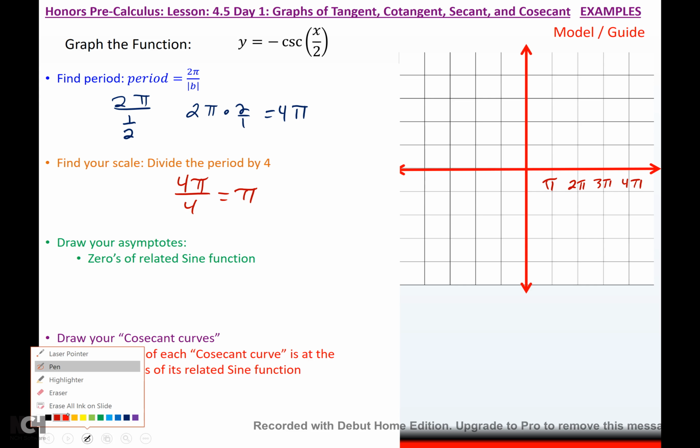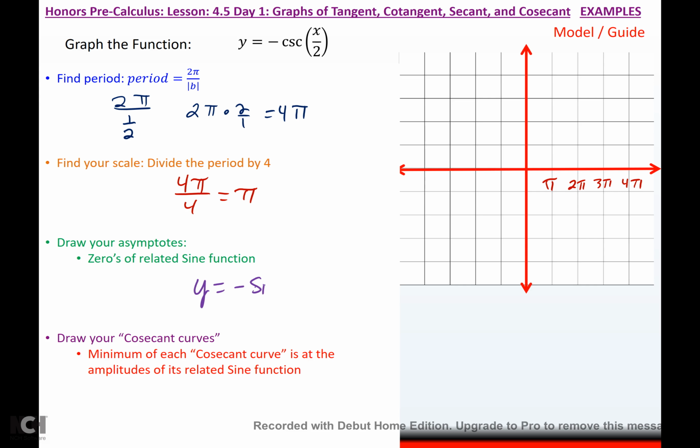cosecant is related to sine. So if I did the related sine function, which would be y equals negative sine of x over 2, that would be the related sine function. This one, normally, sine starts at 0 and then goes to its amplitude. Normally you go up to the amplitude, but this time I'm going to have to go down first, and the amplitude's 1, so I'd go down to 1, then my 0, then my up amplitude, then my 0, and I could keep continuing this. Okay, that would be my related sine function.